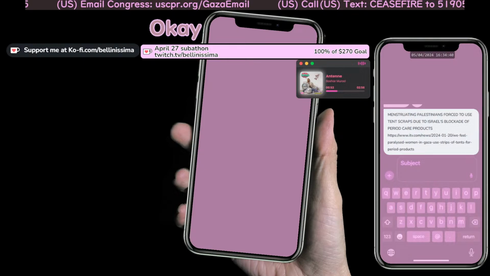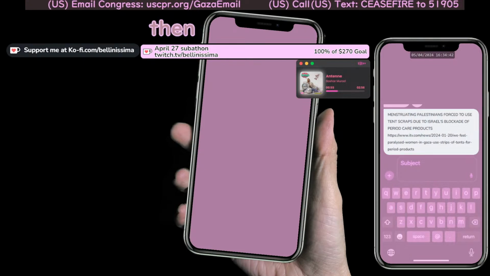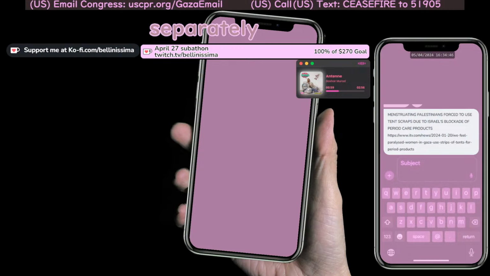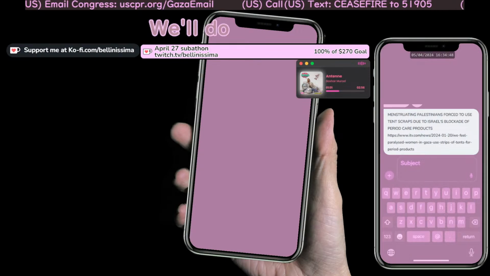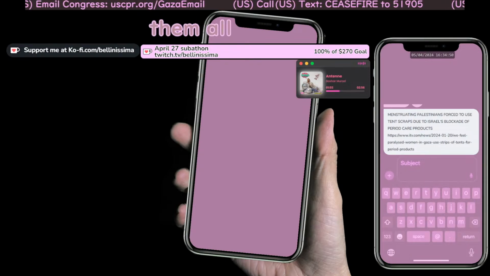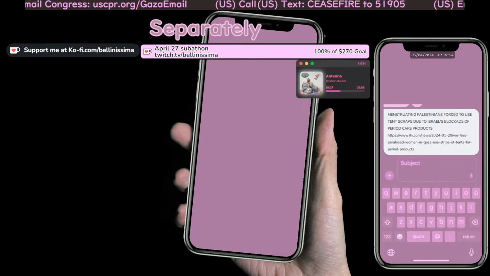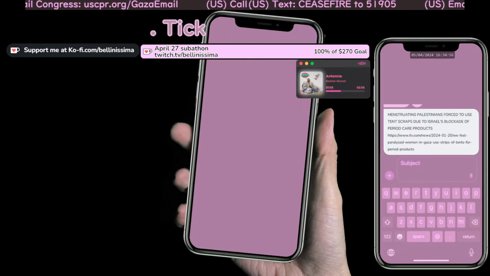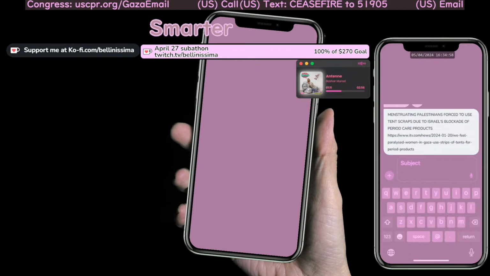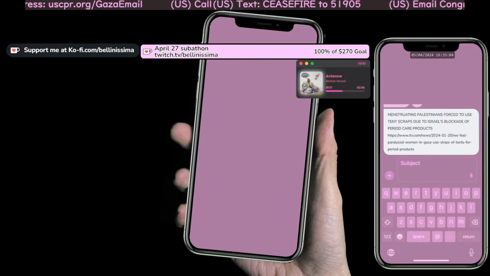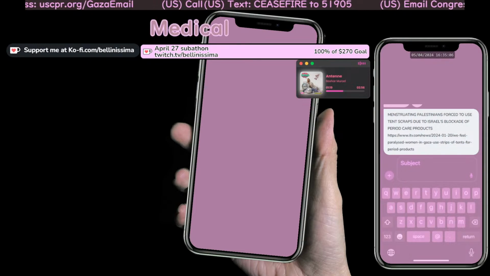Okay, and then I guess I have to do all of them separately. We'll do them all separately. TikTok, Smarter in Seconds, medical racism.